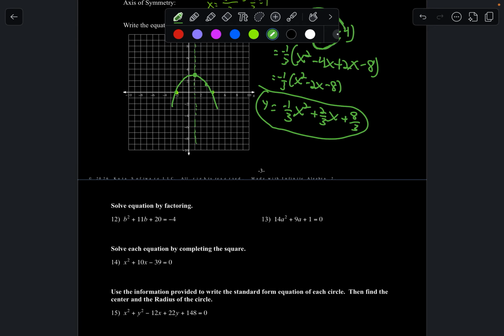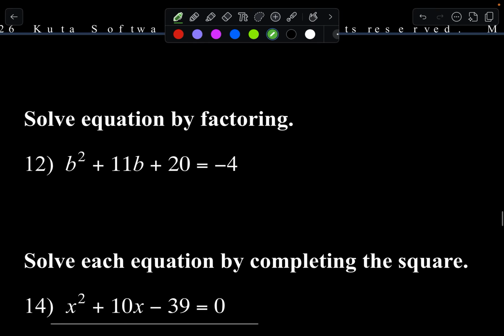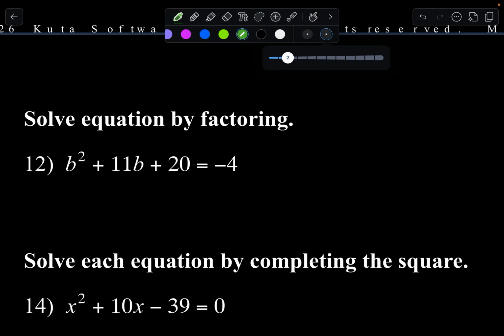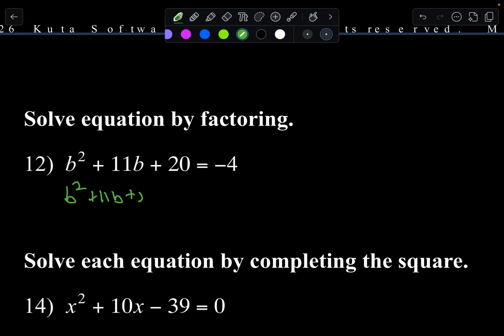Now let's move on to question 12. It says, solve each equation by factoring. Well, to factor this, I'm going to shrink this down because I don't give you guys much space. We have to get the equation equal to 0. So we're going to add 4 to both sides. And you get this.